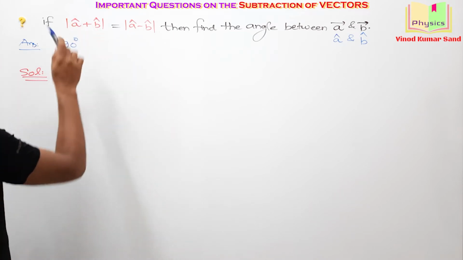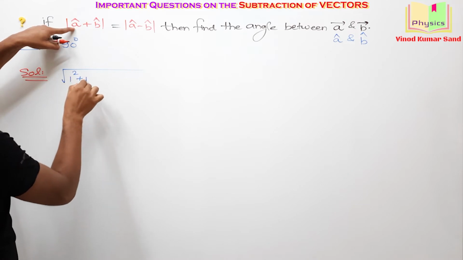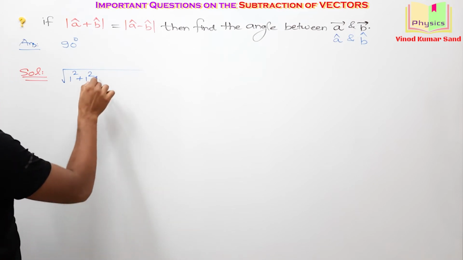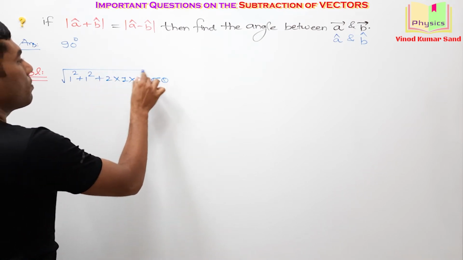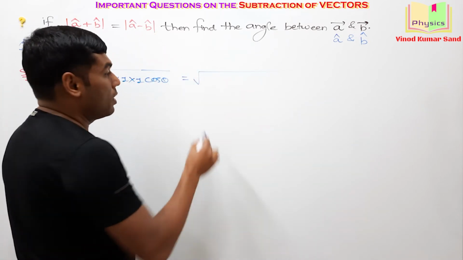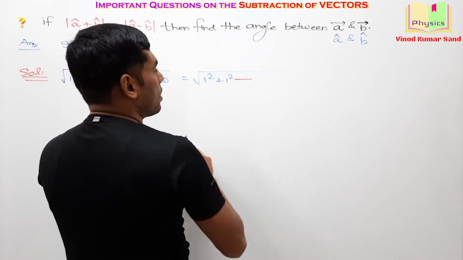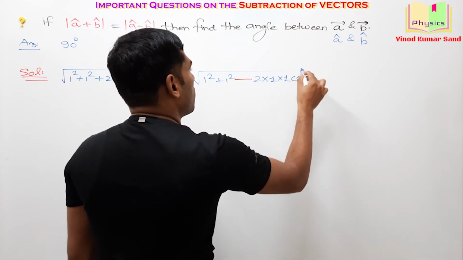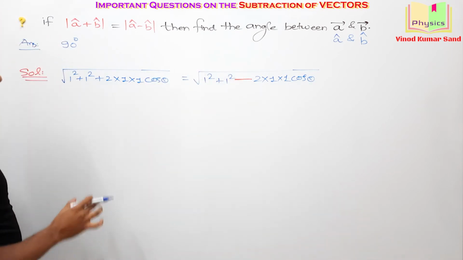Mod of a cap plus b cap. You remember what we should write here? 1 square plus 1 square, because these are unit vectors, their magnitude will be 1, plus 2 into 1 into 1 cos theta is equal to mod of a cap minus b cap. It should be written as 1 square plus 1 square, and here will be a negative sign, 2 into 1 into 1 cos theta. Done. Square both sides and simplify the things.